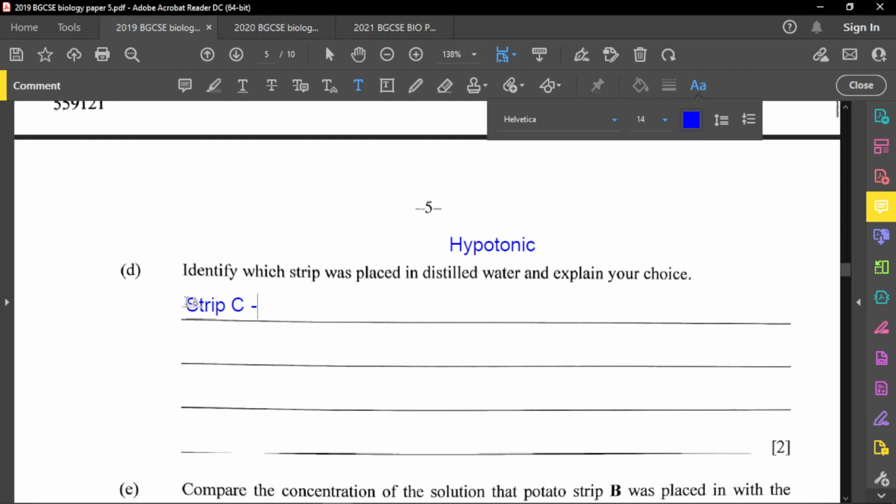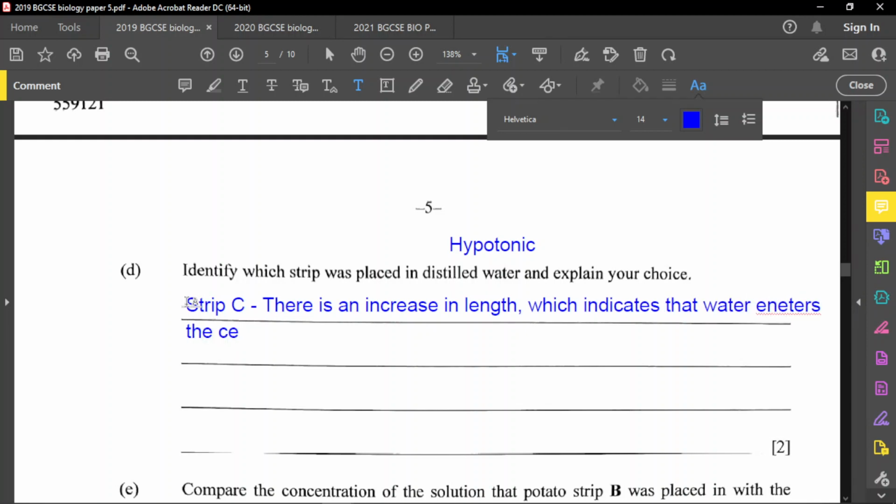Simply because there is an increase in length, which indicates that water enters the cells, causing the strip to become turgid. Okay, so they cause the strip to become turgid.